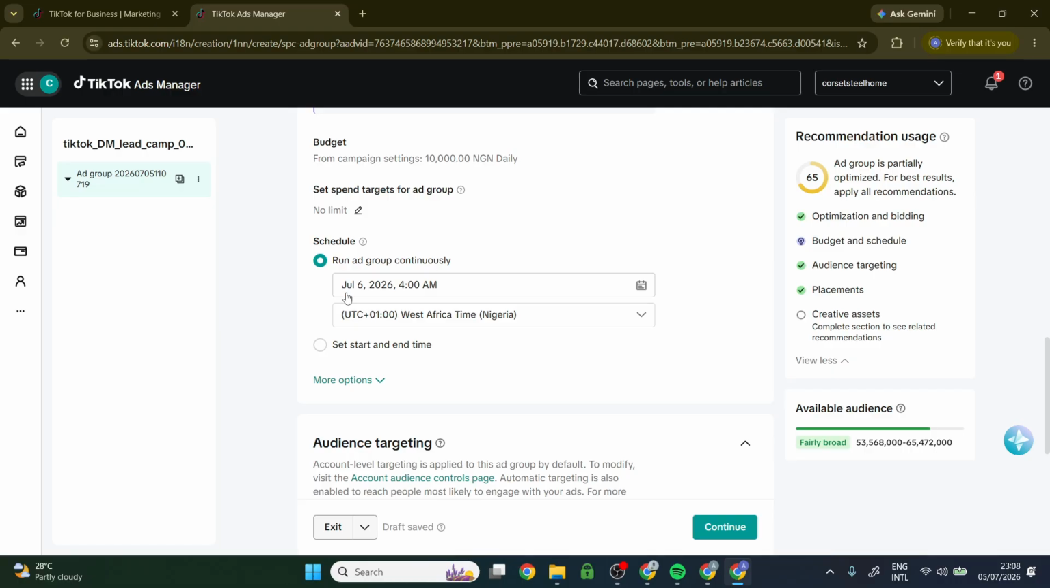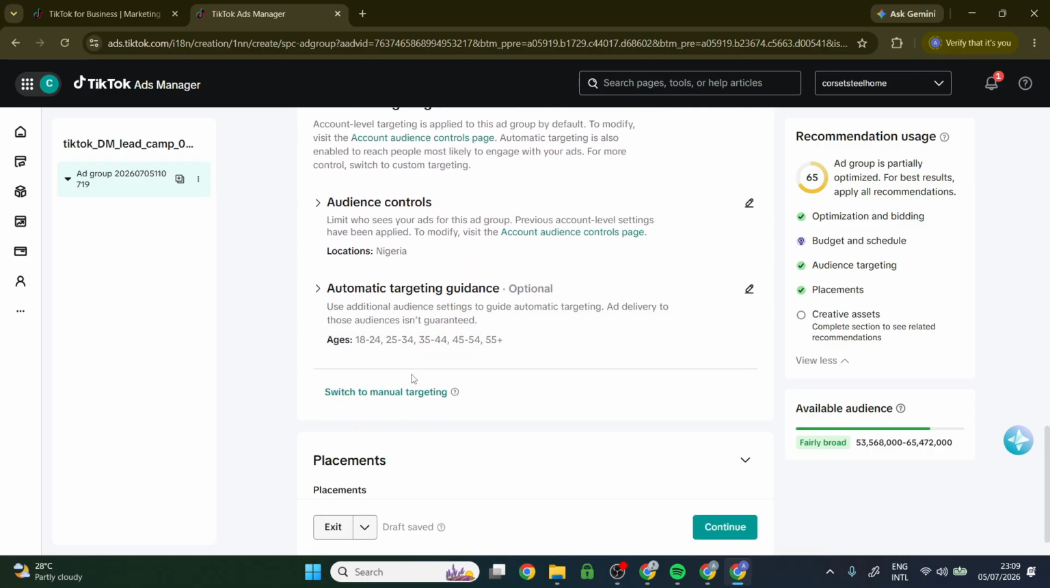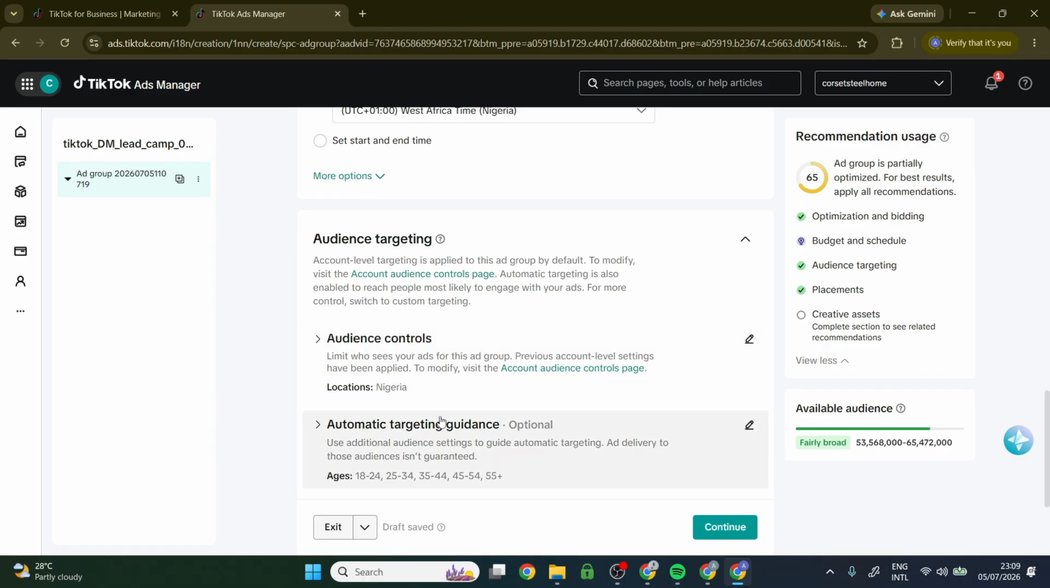So once this ad is published, right, it's not going to start running now, but exactly once it is 4 a.m., it's going to start running and serving to people, even though it's going to be approved before that time, right? But it's not going to show to anyone. Then the next thing is this our audience targeting.